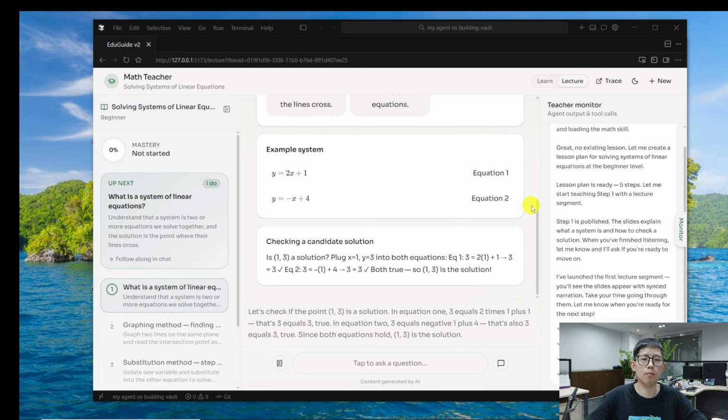Let's check if the point (1, 3) is a solution. In equation 1, 3 equals 2 times 1 plus 1. That's 3 equals 3, true. In equation 2, 3 equals negative 1 plus 4. That's also 3 equals 3, true. Since both equations hold, (1, 3) is the solution.